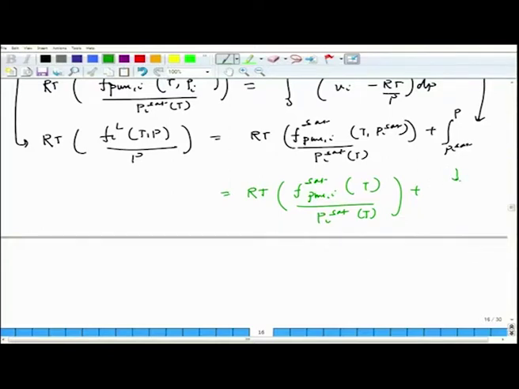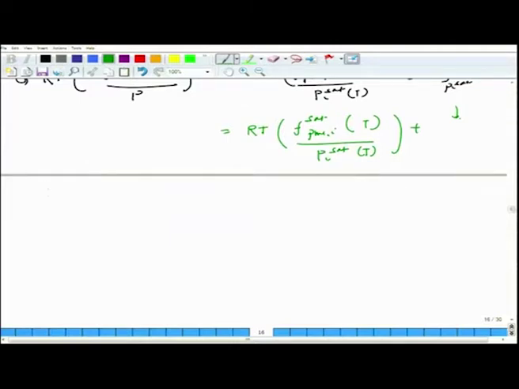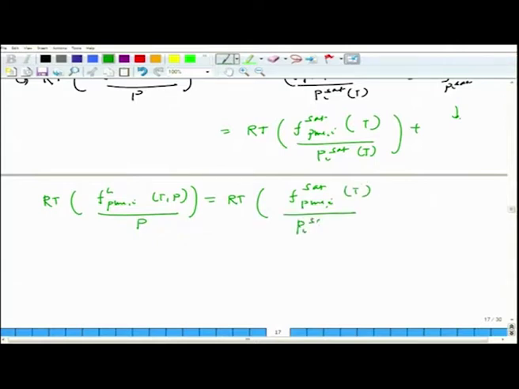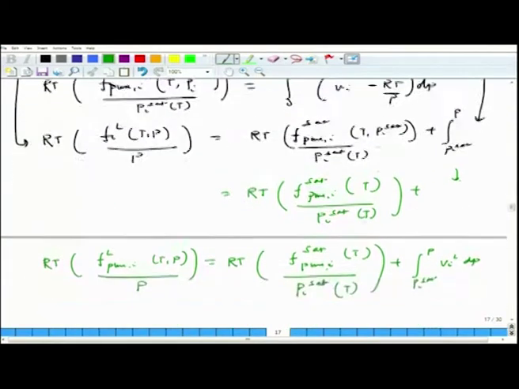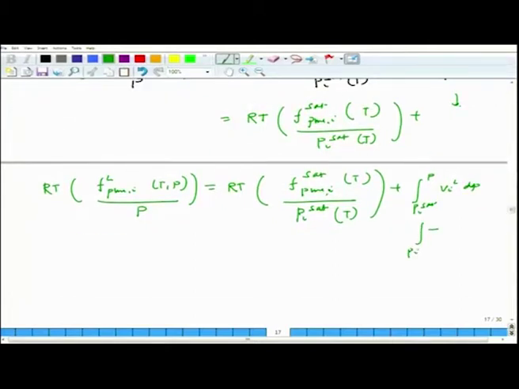Let me further simplify this. This is going to be RT ln of f_L pure i at T and P divided by P, which can now be broken into two parts: one is the contribution from 0 to P sat, divided by P_i sat at T, plus the other contribution, which is the integral from P_i sat to P of V_i^L dP. This is the first part of this, minus the term in P_i and P.